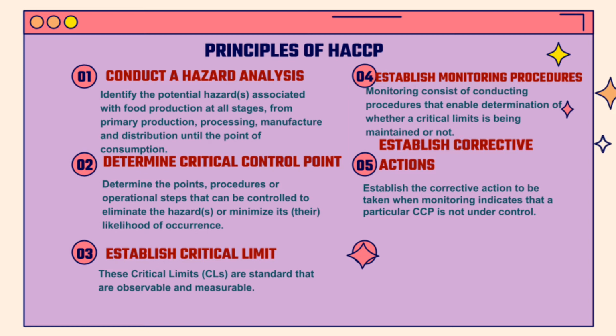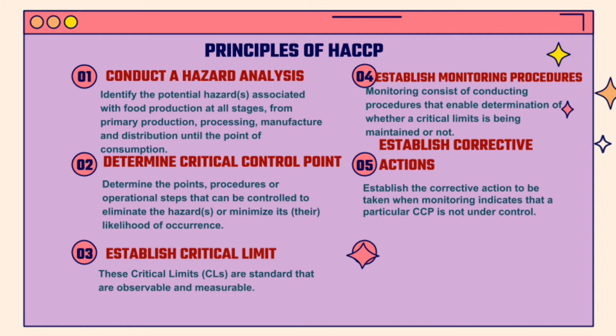Principle 3. Establish critical limits for each critical control point. This is to ensure that the CCP is under control and has a standard which is observable and measurable from the critical limit. Food premises have specified exactly what should be done to meet each particular standard.